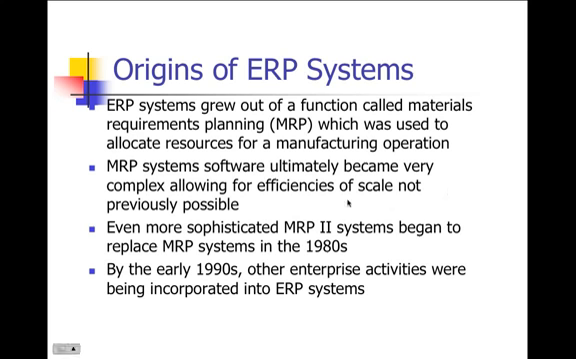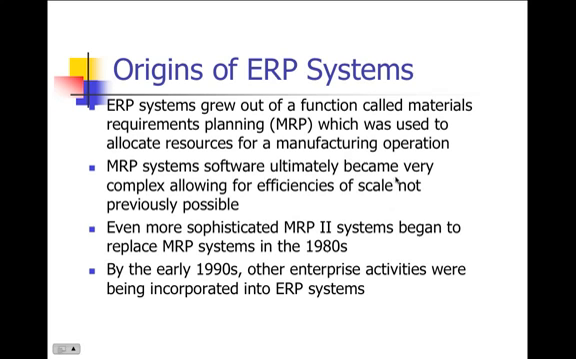So the origin of it tells us what it was primarily useful for in the beginning, and it kind of grew out of that, actually. It's used for a lot more than that today. They grew out of functions called materials requirements planning, used for allocation of resources for manufacturing operations. Because if you think about manufacturing, could it really utilize ERP to the fullest? Now they're used for more than that.